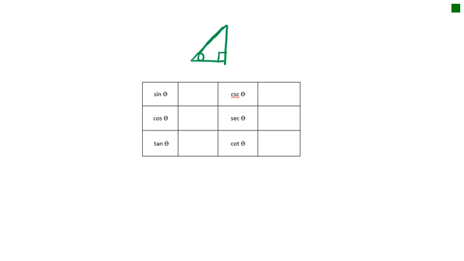Okay, theta, and the side opposite the right angle is the hypotenuse. Right? The side opposite theta we call our opposite, and the side attached to theta we call adjacent.